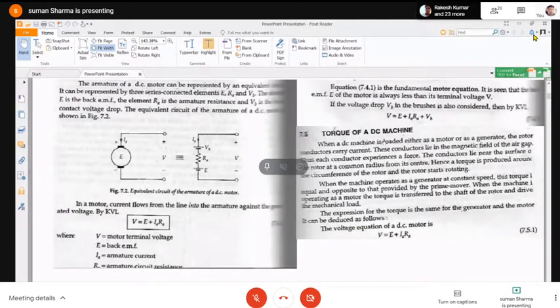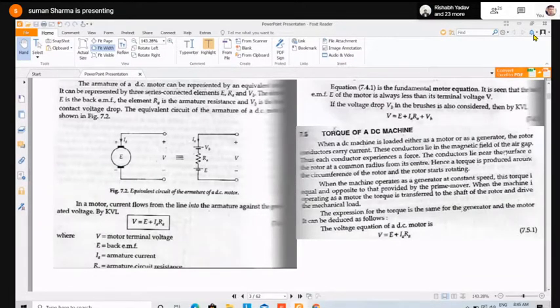Torque of DC machine. When DC machine is loaded either as a motor or a generator, rotor conductors will carry current. That is armature current. These conductors lie in the magnetic field of air gap. So they will experience the force. There is a field, there is a current. So there will be production of force, that is Lorentz force BIL. The conductors lie near to the surface of the rotor at common radius from its center. Hence torque is produced around the circumference of the rotor and rotor starts rotating.